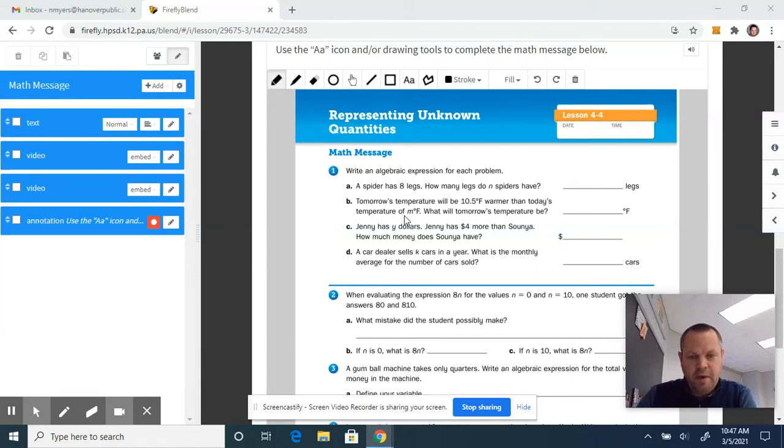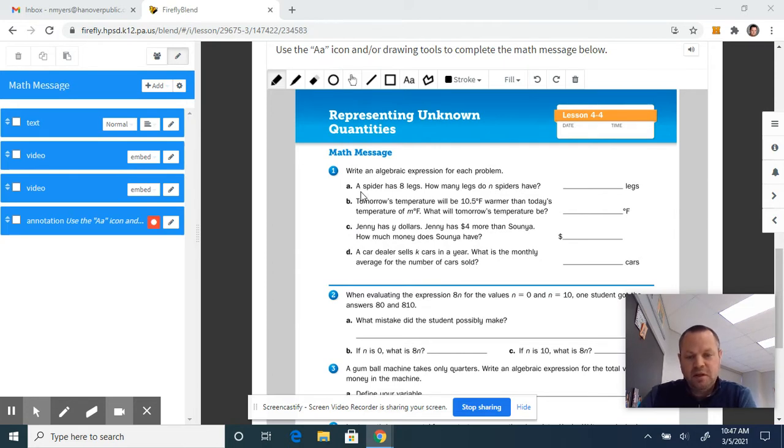Okay, so as we work through our math message here today for lesson 4-4, it says representing unknown quantities. Write an algebraic expression for each problem. So we know that each one of these, A, B, C, and D, we will be using a letter or a variable. And you can see that they tell you which letter to use.